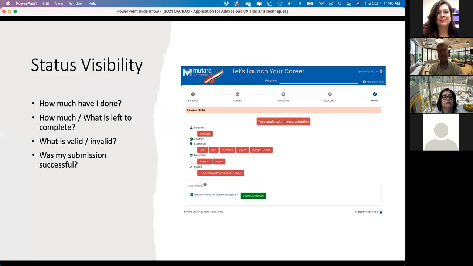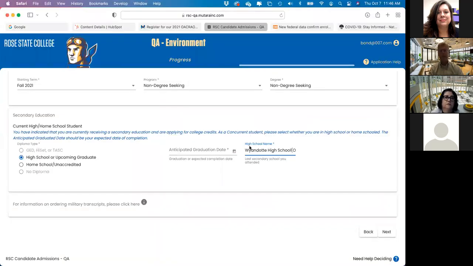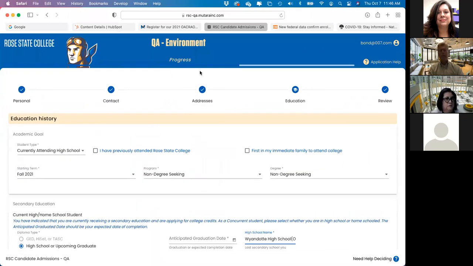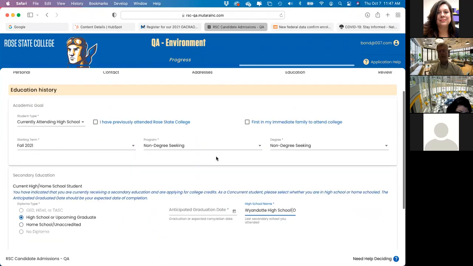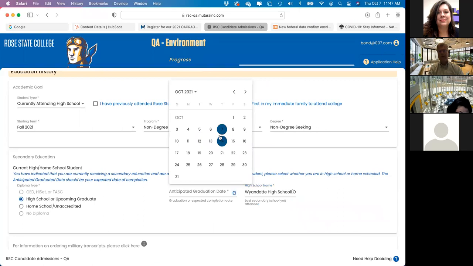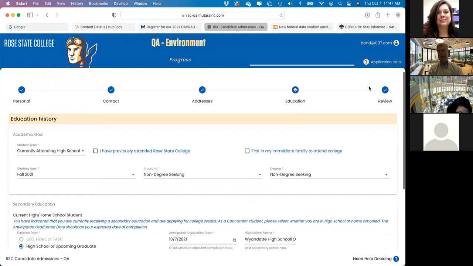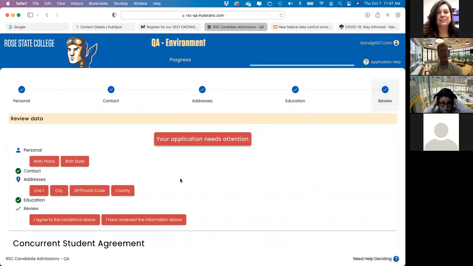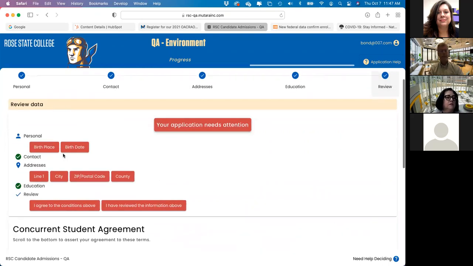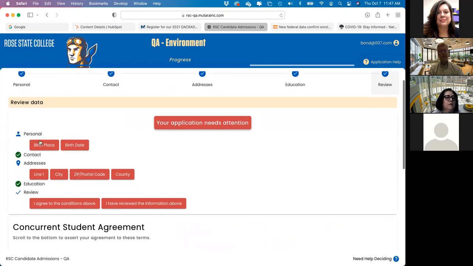And then the other piece is status visibility. Again, I'll just show a little bit of this. You may not have noticed, but there's this progress bar at the top. As I complete different parts of the application, for example, if I put an anticipated graduation date in here, you'll notice the progress bar just went up. You also have much visibility: what information are you looking for? My personal information, contact, address, education, and then just review, and I'm done. You'll also notice that I can see the list of things that need to be provided, and I can actually click and finish that.